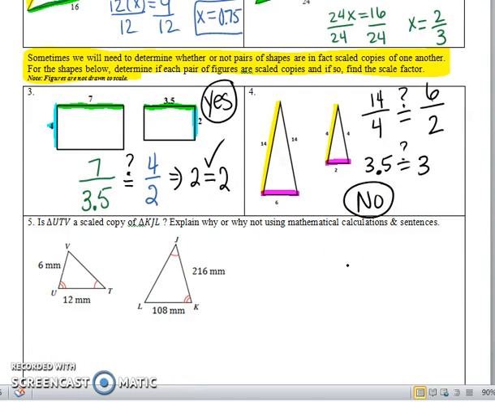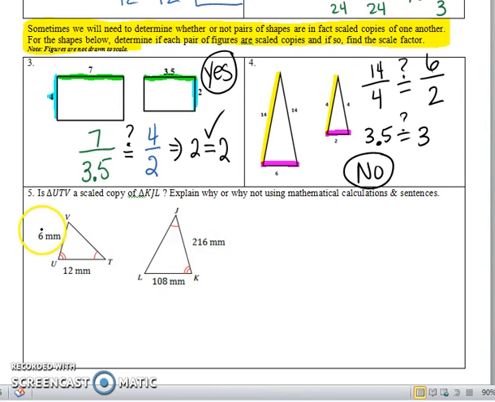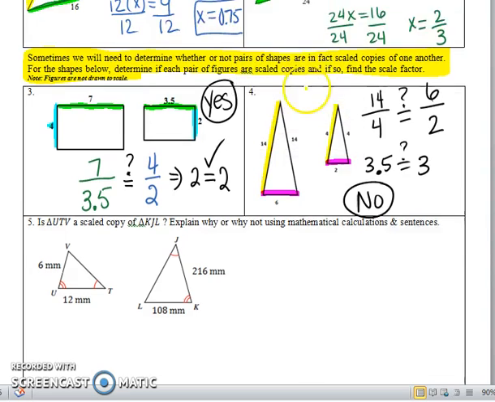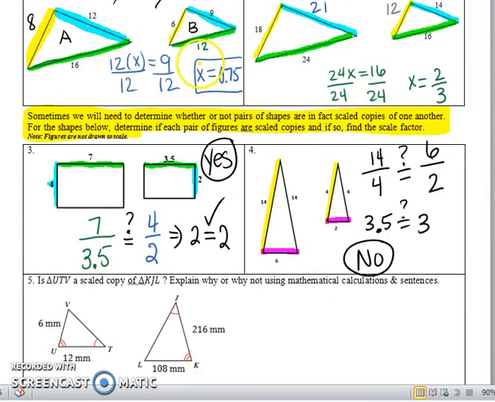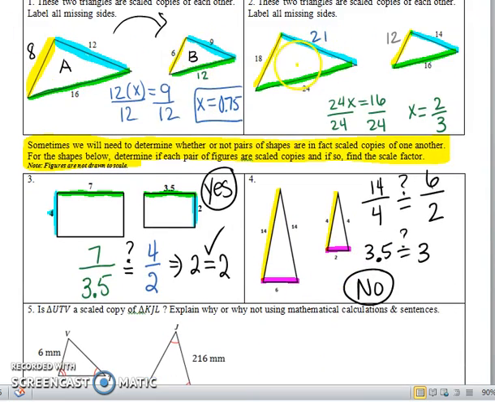Number 5 asks, is triangle UTV a scaled copy of triangle KJL? So this one I want to save for you to discuss with your groups. I think it's a very interesting problem. One thing I will warn you about is we were talking earlier up above about corresponding parts, and it was really nice in these examples. All of the shapes were oriented the same way.